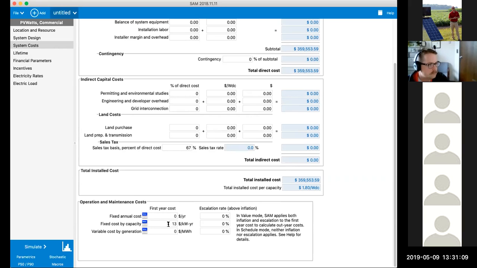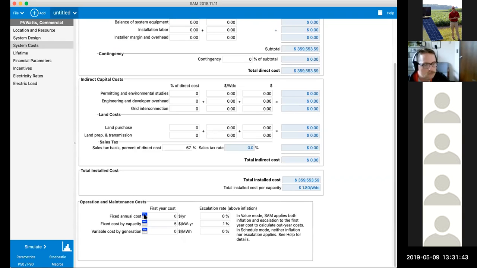And then the last thing I'll point out is we mentioned operations and maintenance. At the bottom down here, this is $13 per kilowatt per year. We have the ability to do escalation above and beyond inflation for that. So if we think we're going to have higher O&M costs towards the end, maybe we start this at $5 per kW annually with a 1% escalation.